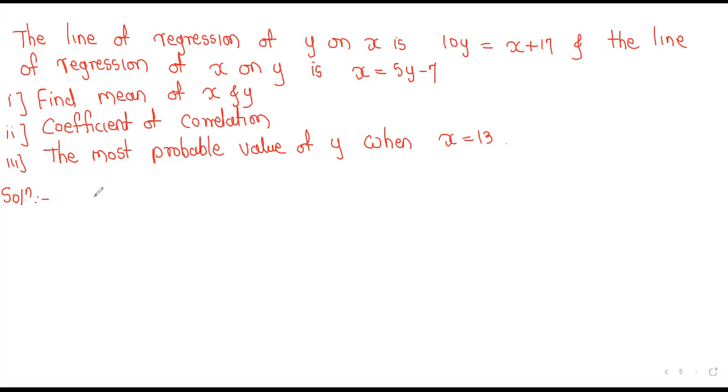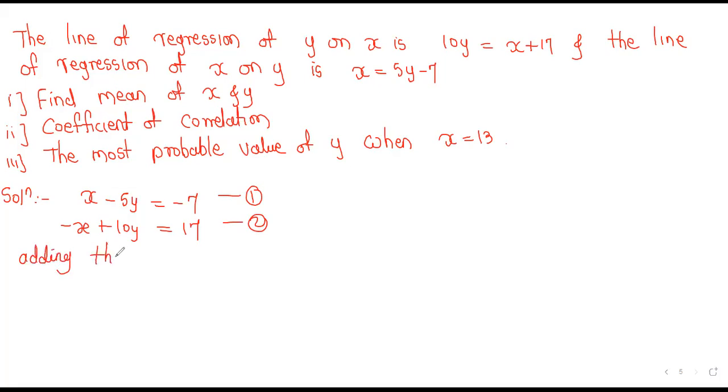So first one is, we can write this as x minus 5y is equal to minus 7 and minus x plus 10y is equal to 17. आता क्लिअरली इथं x आहे, इथं मायनस x आहे. कशानं मल्टिप्लाय करायची गरज लागणार नाही, डायरेक्टली दोन्ही इक्वेशनची ऍडिशन केली तर x and minus x will get cancel. So adding these two equations we get 5y is equal to 10. So y bar is equal to 2.